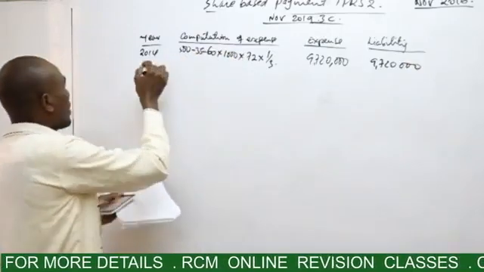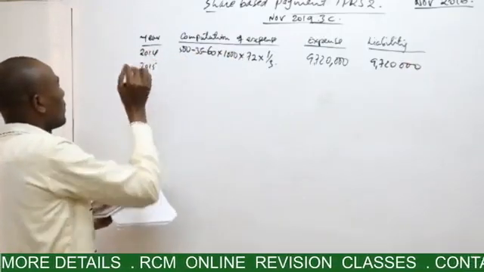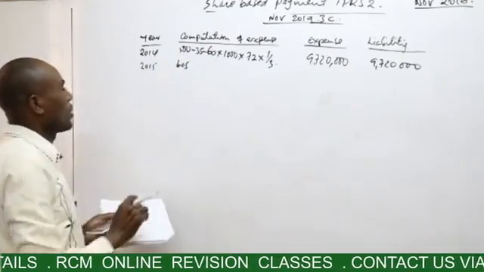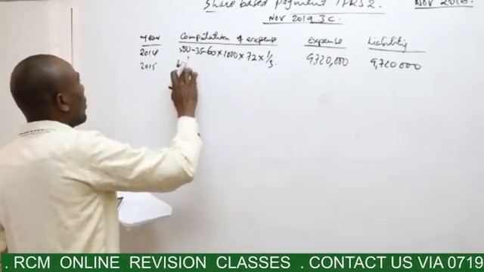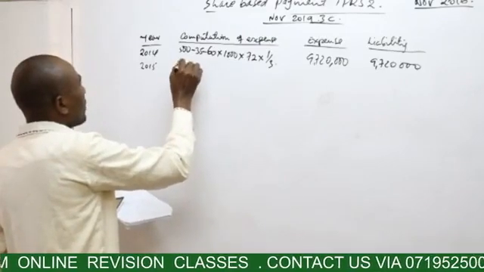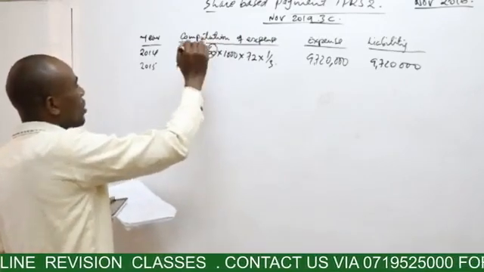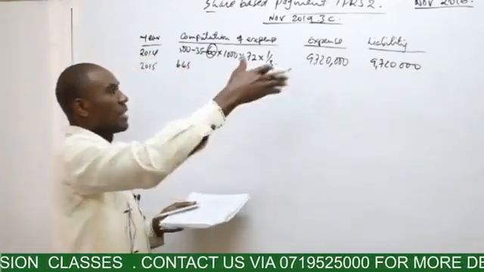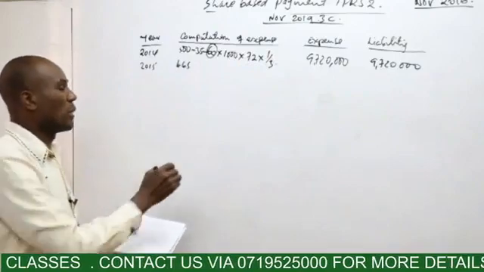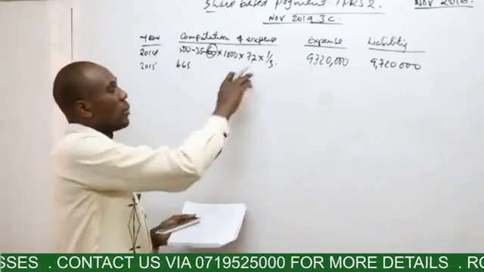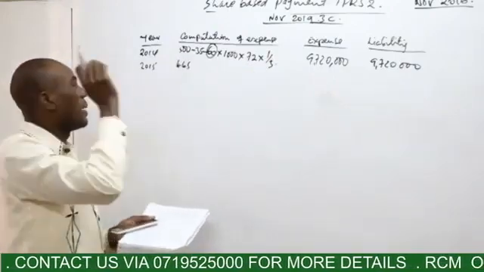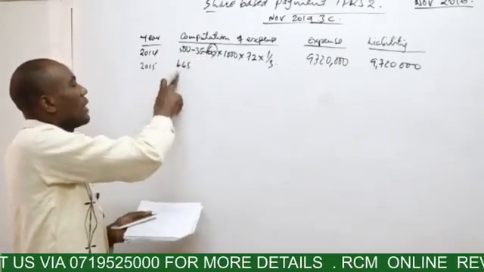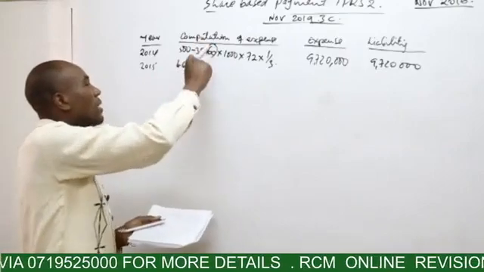Then we come to year 2, 2015. We have 465, because this was just an estimate, it was not actual. It was just used to compute the expense and the liability. When you do errors and estimates, you will see how estimates behave. But now, you don't include it in year 1. It was the estimate for year 1.